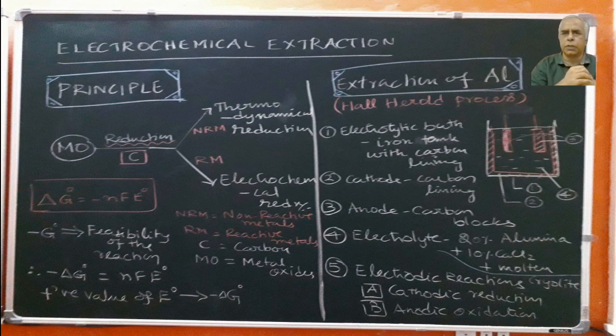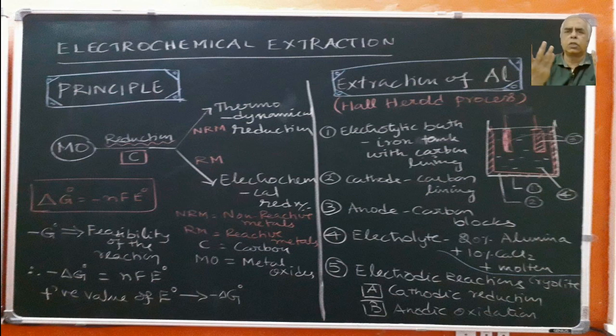Now let us consider the first one, the electrolytic bath. It talks about the bath, how it is constructed and fabricated. This is an iron tank in the case of the Hall-Heroult process, duly lined with carbon inside, and that lining itself acts as the cathode. Moving to the anode, we suspend carbon blocks as anodes. Then we have to pour the electrolyte. What is the electrolyte?